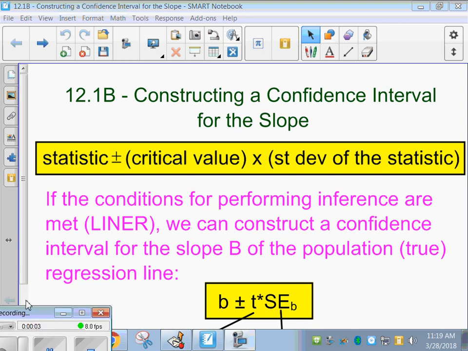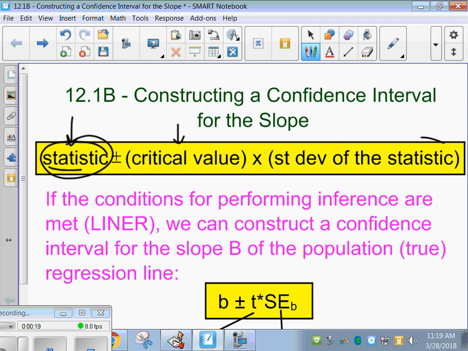Right, 12.1B, constructing a confidence interval for the slope. So anytime you do a confidence interval, it's the statistic plus or minus the critical value, which is either t star or z star, times the standard deviation of the statistic. So for our statistic here, we're talking about the slope and the standard deviation of the slope.